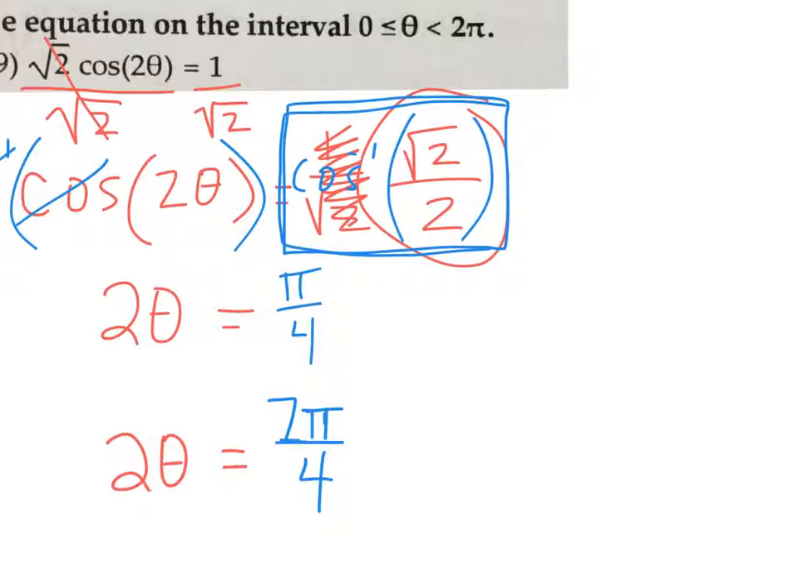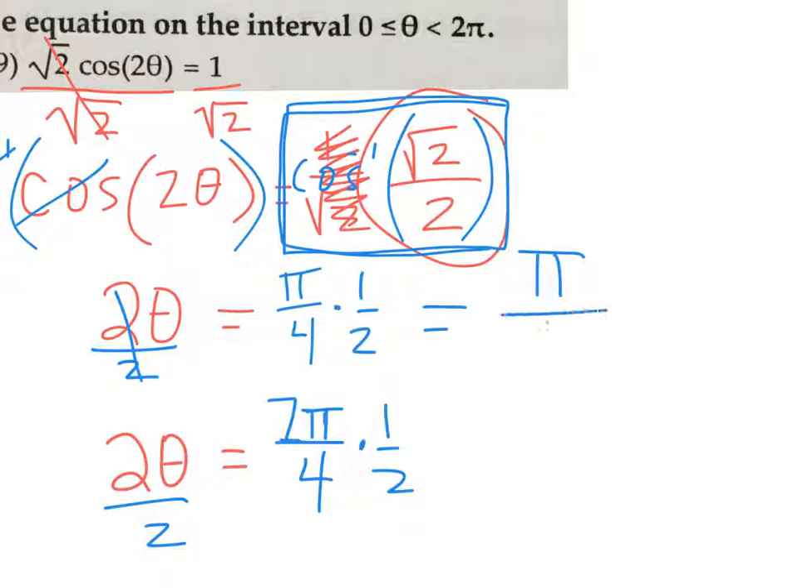So now that I have my angles equal, I can divide by 2, aka multiply by 1/2. Divide by 2, multiply by 1/2. So I get an angle at pi over 8, and I get an angle at 7 pi over 8.